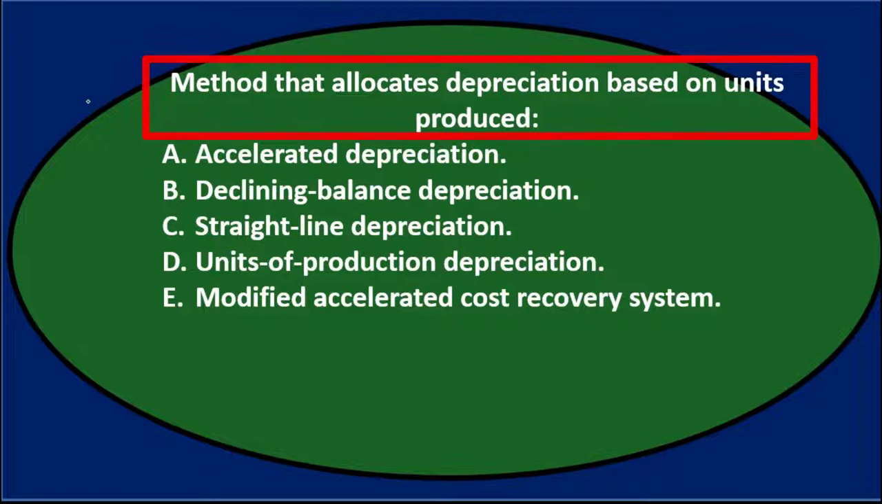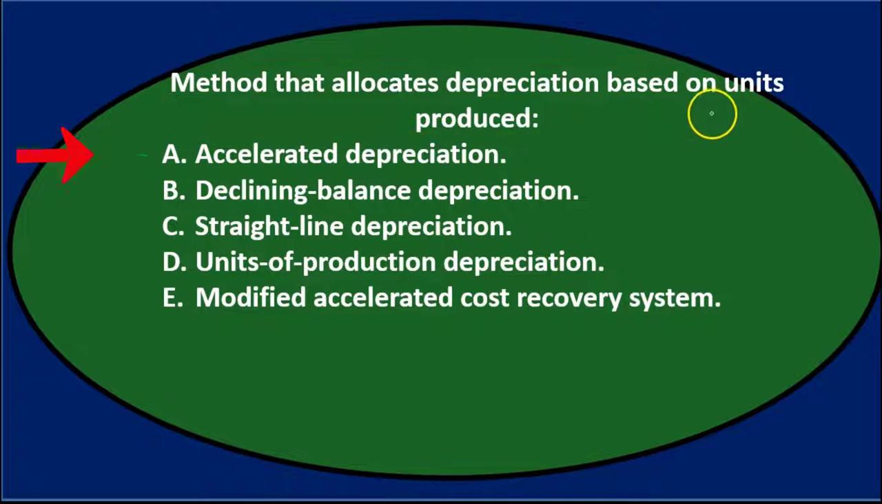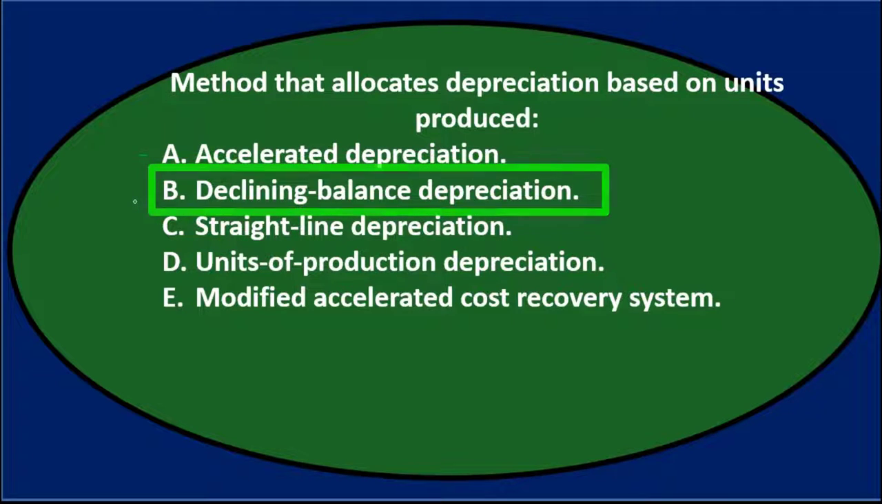Method that allocates depreciation based on units produced. A, accelerated depreciation. Now, there might be an accelerated depreciation method that does that, but I don't think it's necessary that it's going to be based on units here. But let's keep that for now. Next one says declining balance depreciation. Most common would be the double declining. Now, that doesn't typically involve units. We're still dealing with time when using that method.